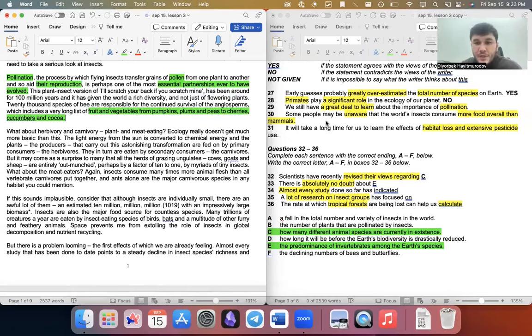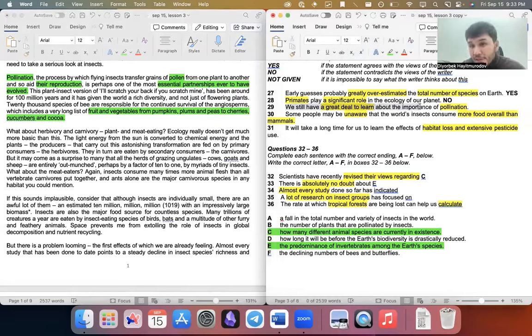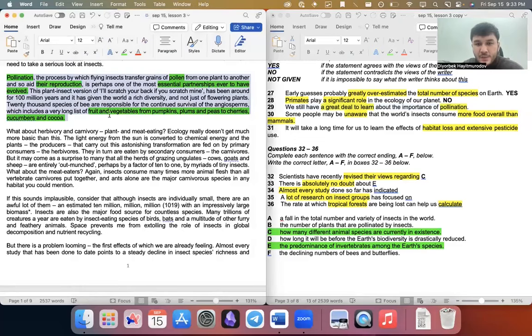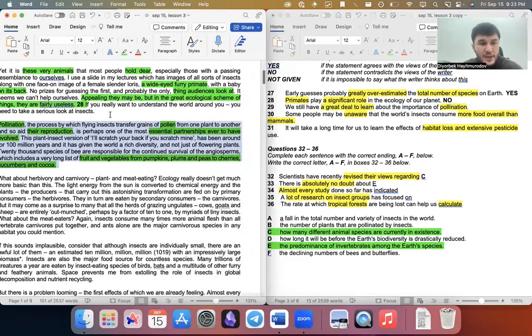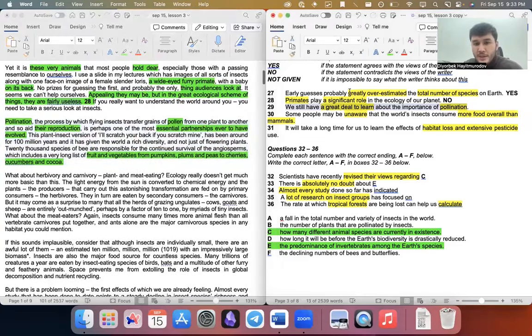All right. Do we have a great deal to learn about the importance of pollination? Did we learn everything we have to know about pollination, guys? What does the text say about pollination? So the answer is not given, right? The answer is not given.